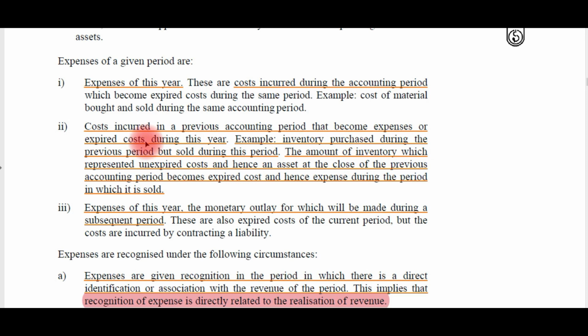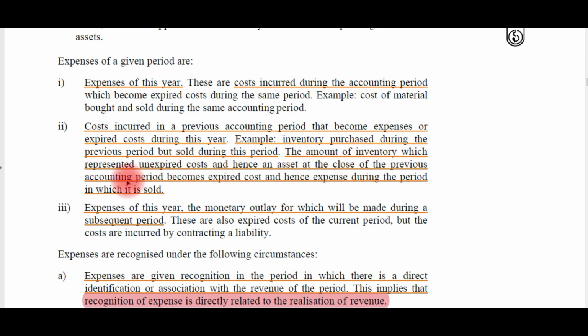Expired costs mean nothing but assets utilized. Assets are resources consumed for generating revenues from the sale of goods. For example, inventories or stock which is left over from the previous accounting period are treated as unexpired cost in that period. If some part is sold in the present accounting period, then it is to be treated as a cost in the present accounting period.